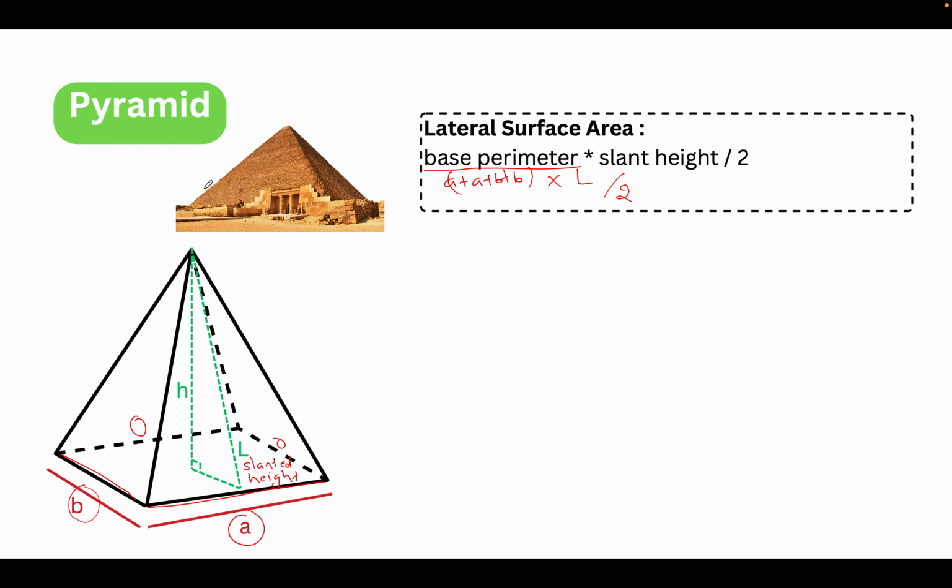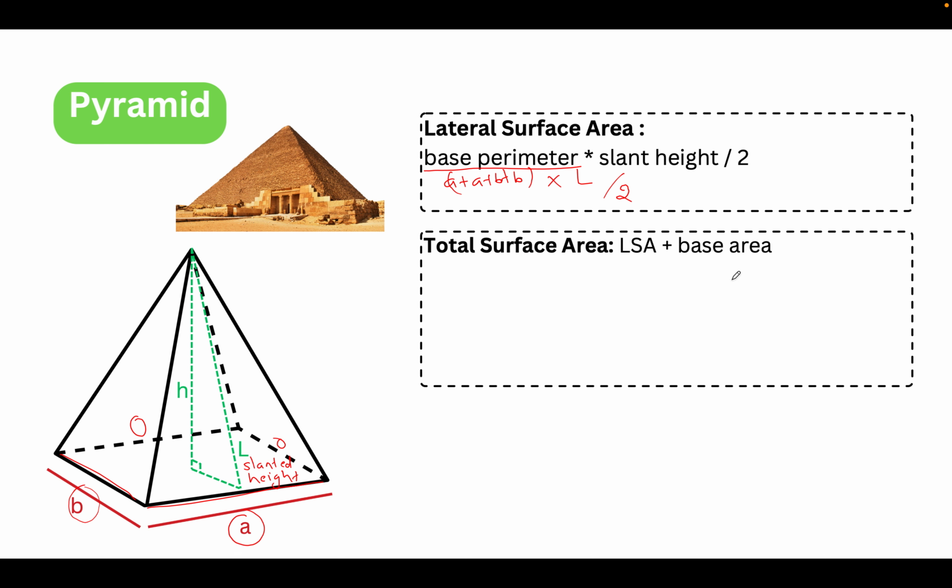Okay, now to find the total surface area of a pyramid, we add the lateral surface area with the base area, and we have the base area in this rectangular pyramid as A into B. So this is about the total surface area of a pyramid.